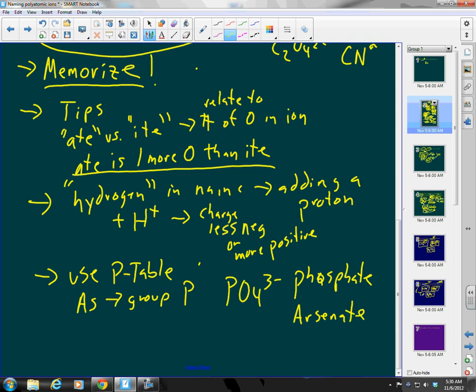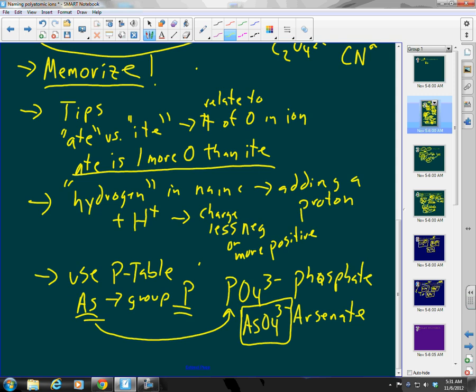Remember, if they're in the same group, we expect them to react the same way. So I would expect that if these guys are in the same group, my arsenic can come in here and act the same way as my phosphorus, and I would have AsO4 3 minus. And that is exactly what happens. Now, it doesn't always work that way because nitrogen is in that group too, and it doesn't act like phosphorus and arsenic. But arsenic and phosphorus work fine that way.